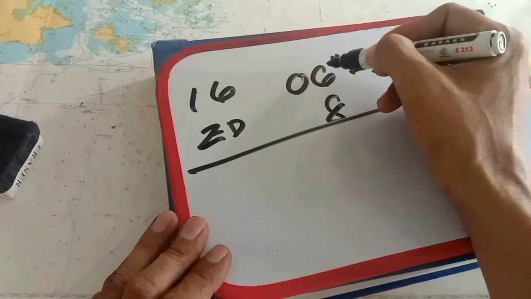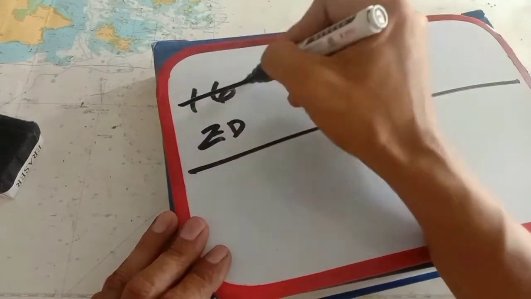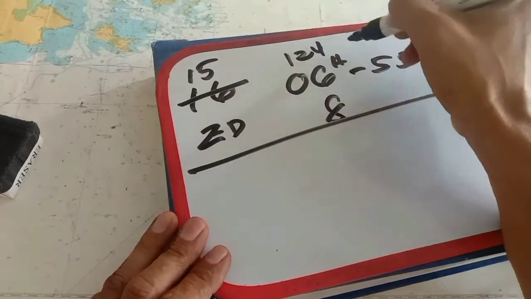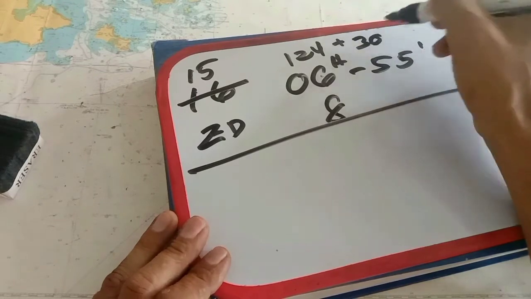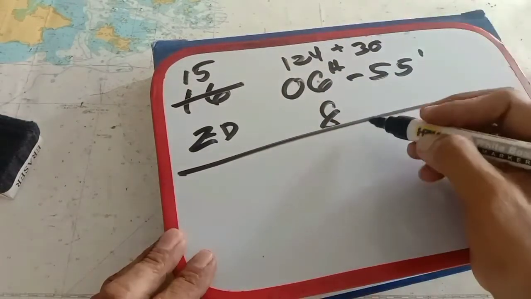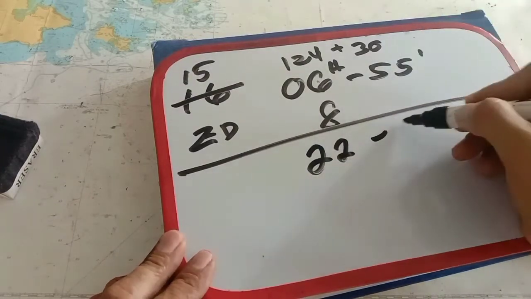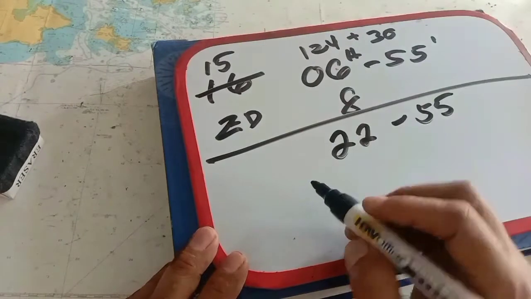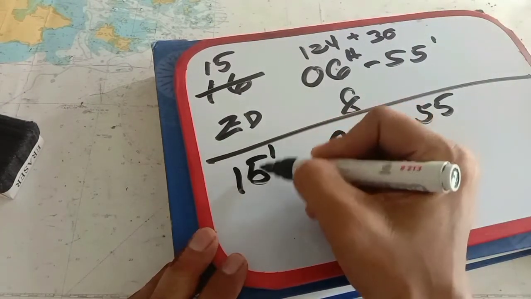So 6 minus 8 cannot be. So you borrow 1 day, so it becomes the 15th. So 1 day is 24 hours plus 6 is 30. So 30 minus 8 is equal to 22. Then the same, 55. Now, what is the date? It is August 15.